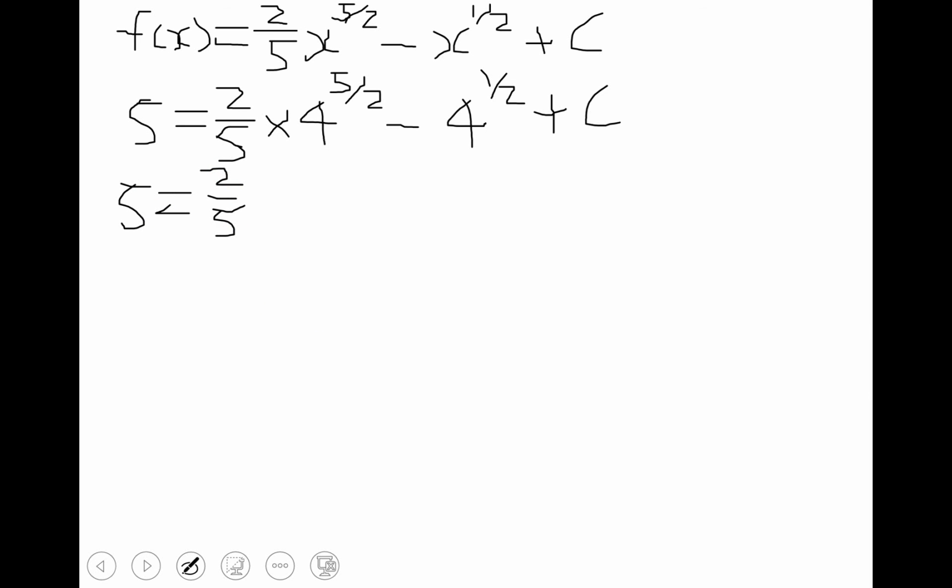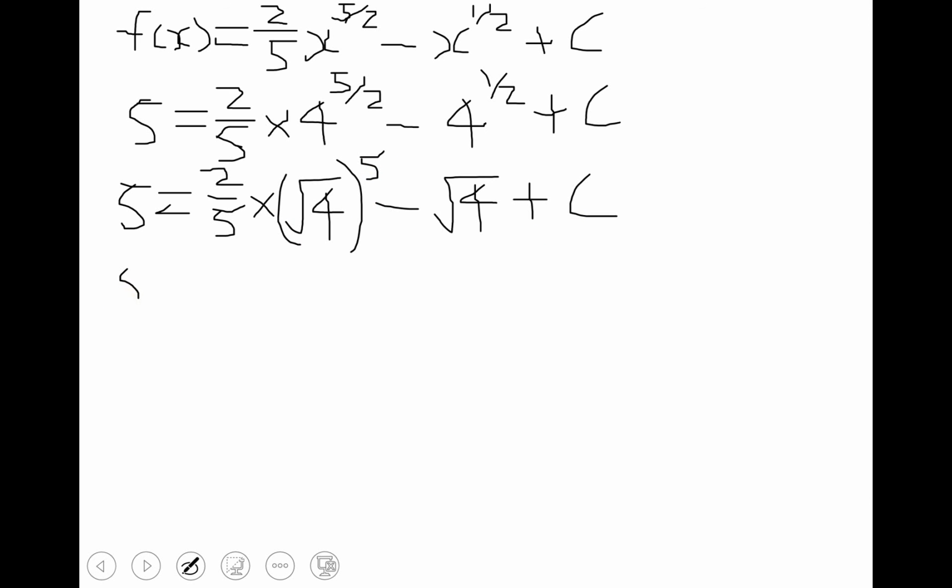Now, start with 4 to the half. As we did earlier on, the power of half is the same as the square root. So that's the square root of 4. And therefore, 4 to the power of 5 over 2 is the square root of 4 all to the power of 5. So we have 5 equals 2/5 times 2 to the power of 5 minus 2 plus c.